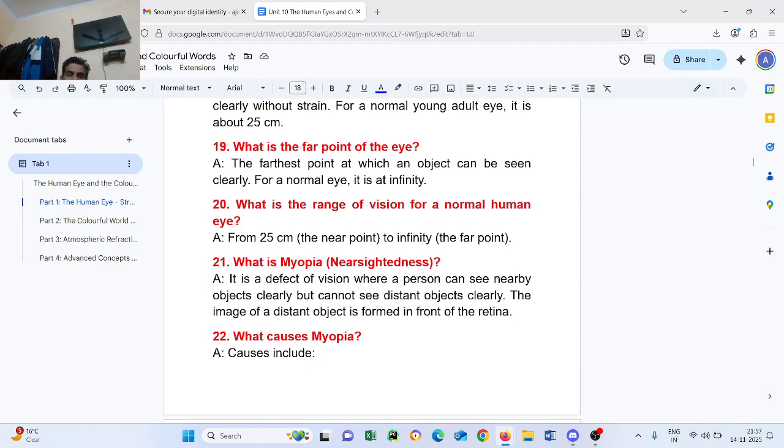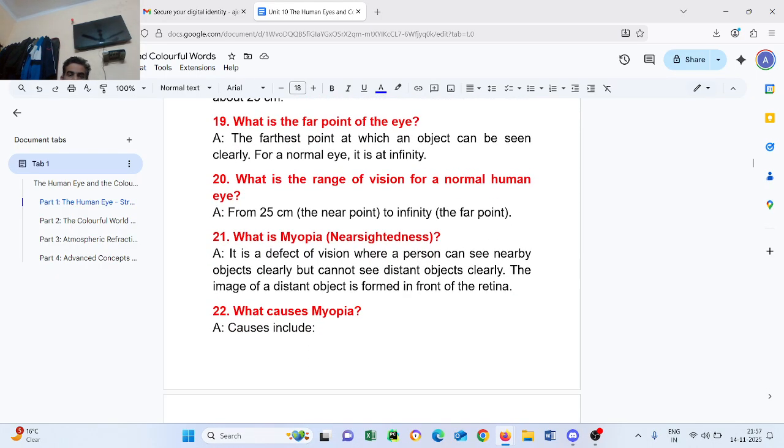Question number 21. What is myopia? Nearsightedness. It is a defect of vision where a person can see nearby object clearly but cannot see distant object clearly. The image of a distant object is formed in front of the retina.